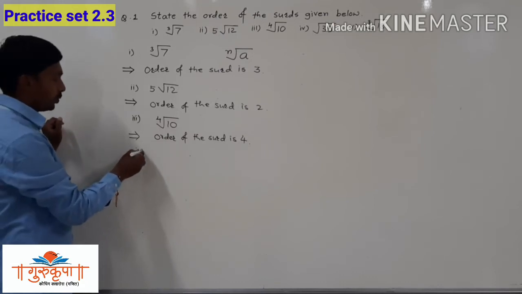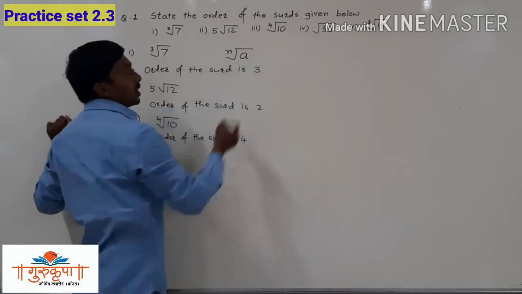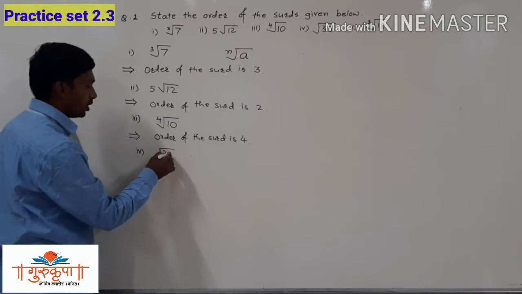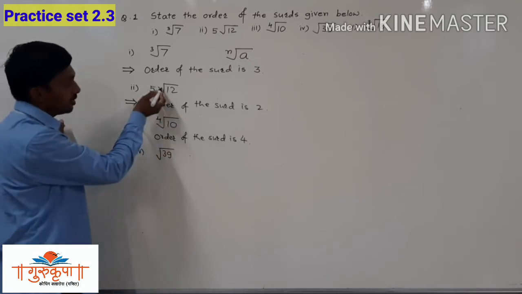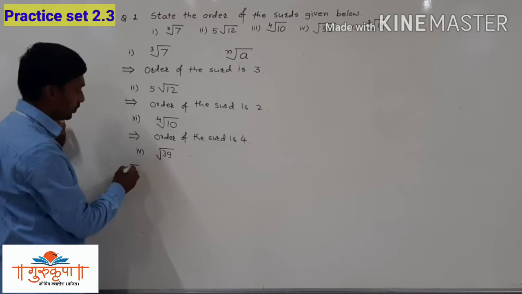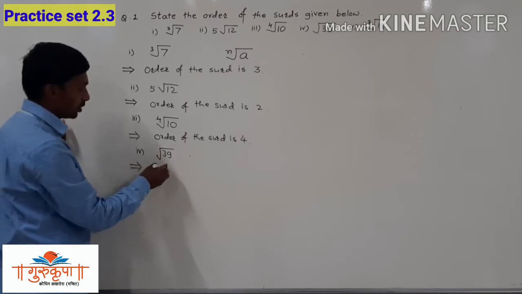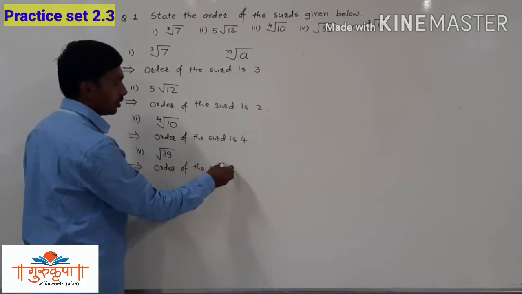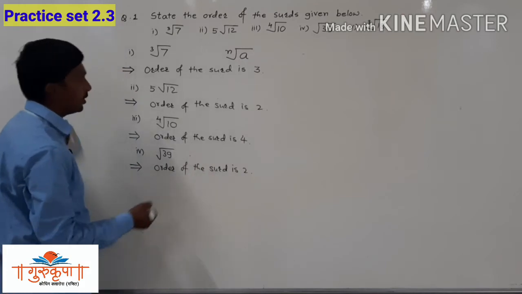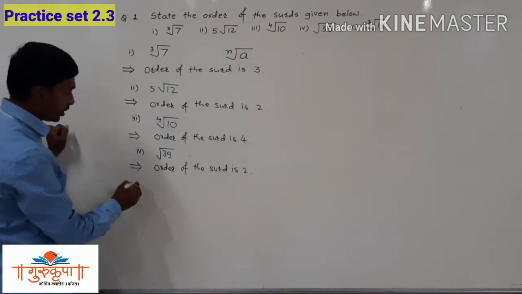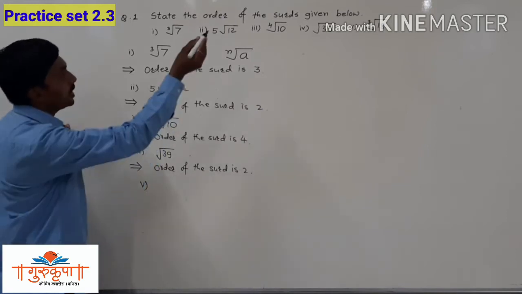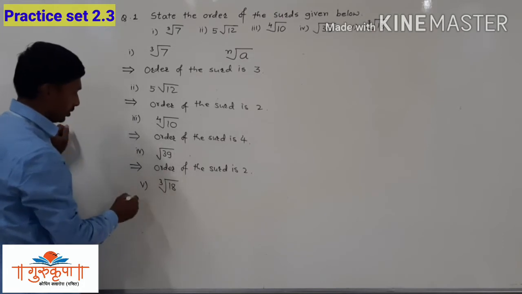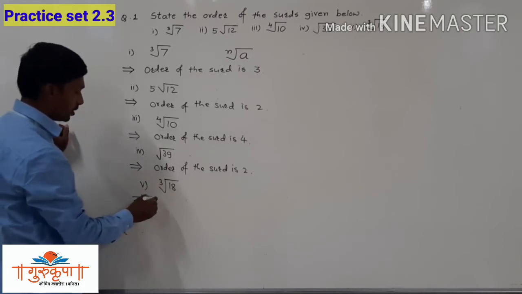Then example number 4. Here we have square root of 39. Already we studied that nothing there means we have 2 there. So you can simply write the order of the given surd is 2. And then we have the last example, example number 5. In the 5th example we have the cube root of 18. So here we can easily write that the order of the surd is 3.